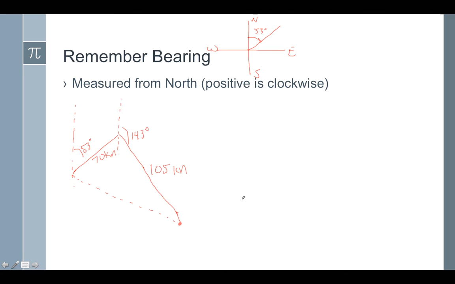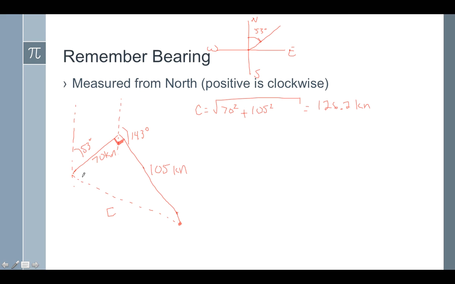And then the question would be, how far away and at what bearing are you from your original destination? Well, because this is a 143-degree angle and this is a 53, we can actually do some simple math to determine that this is a right angle. If this is 70 knots and this is 105, that's two sides of a right triangle, which means I can solve for the third side. C is the square root of 70 squared plus 105 squared. And that equals 126.2. And this would be knots, or nautical miles.